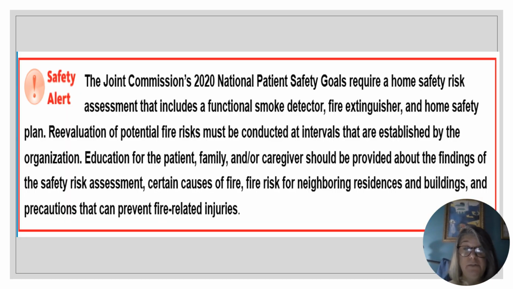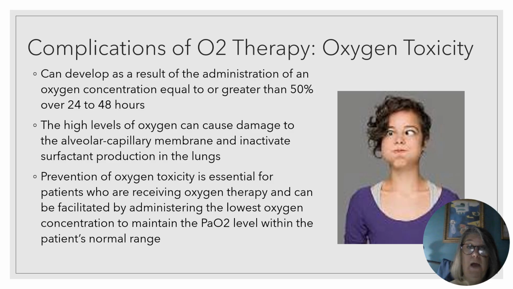This is a 2020 Joint Commission National Patient Safety Goal. This is just about education for patient, family, or caregiver about safety risks related to home O2. This one in particular talks about fire risk, making sure that you have a fire extinguisher at home, right? Because this is a real thing, not to mention a smoke detector, a home safety plan, which, you know, if the home catches on fire, how do we get out? What do we do?